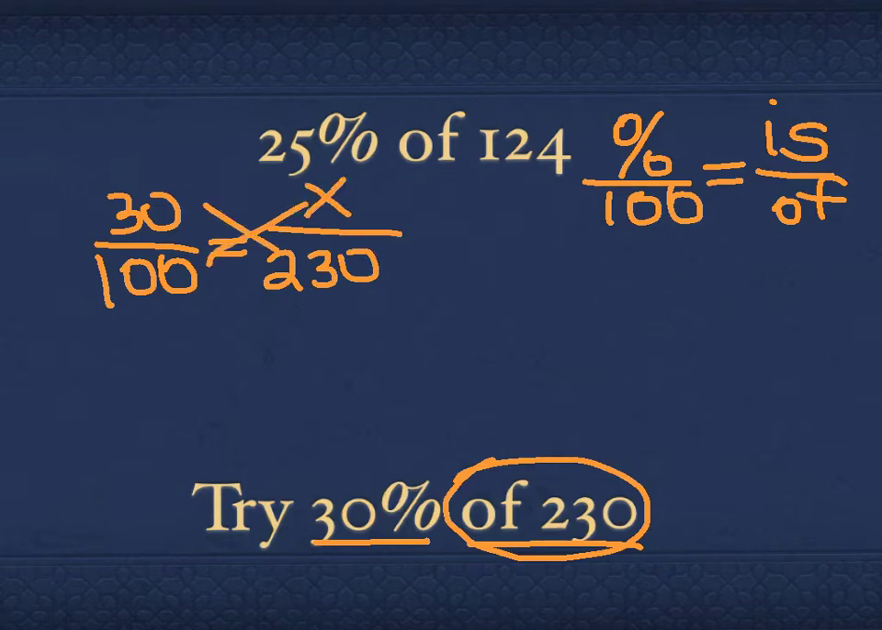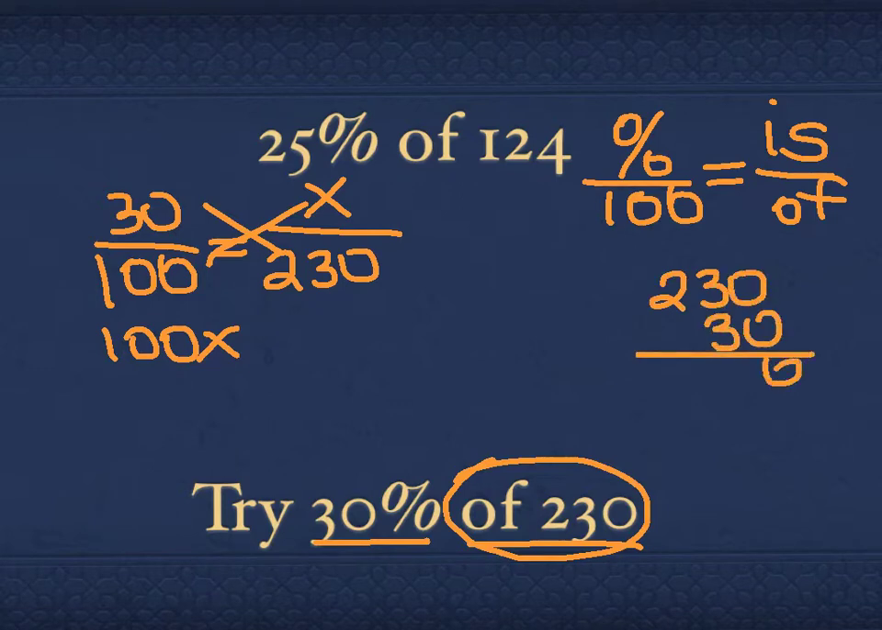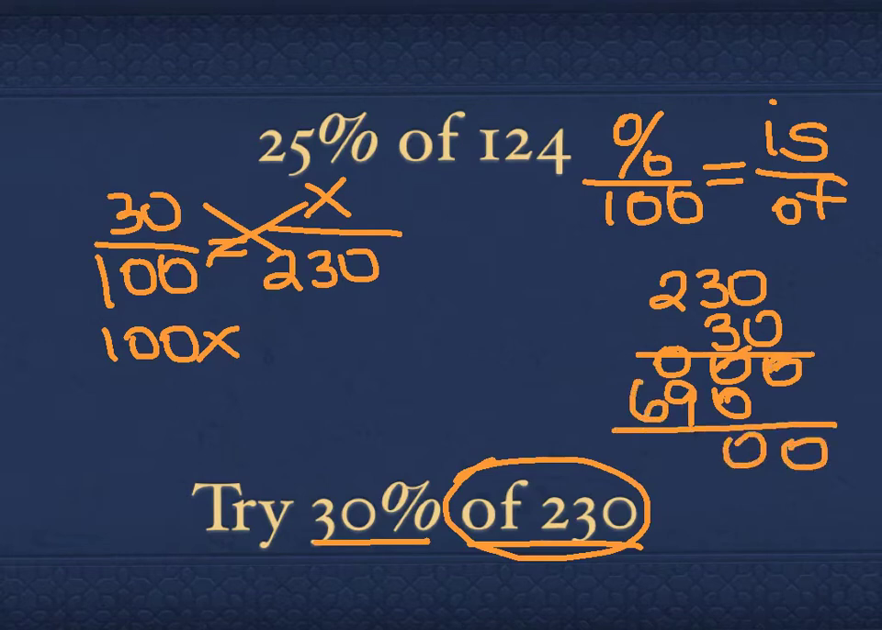Again, cross products. 100 times x is 100x, and 230 times 30, those are all zeros. 3 times 0 is 0. 3 times 3 is 9. Sorry, my zeros are looking like 6s here. And 2 times 3 is 6. So if I add all these up, I get 6,900.